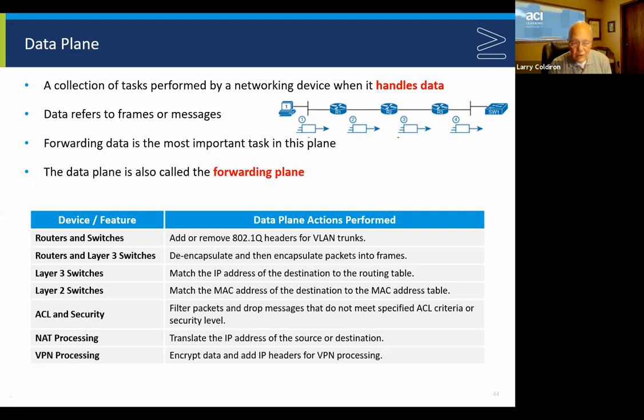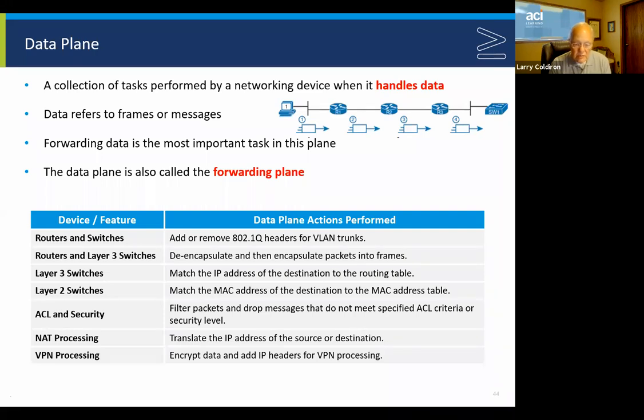So what are the real-time functions? That's what we're talking about here. For the routers and the switches, add and remove the 802.1Q headers. That's got to be done as it leaves the switch and goes into the VLAN trunks. Routers and layer 3 switches encapsulate the packets into frames.